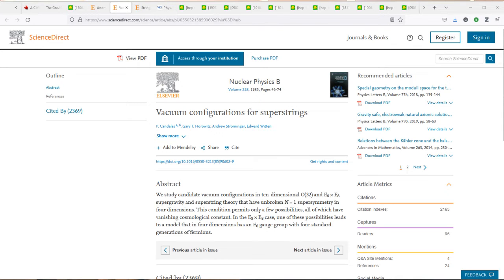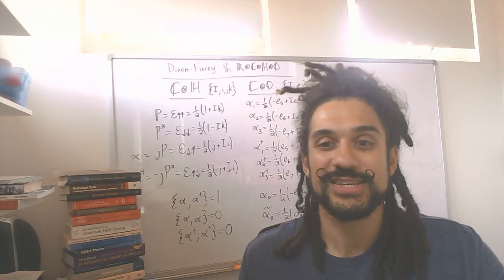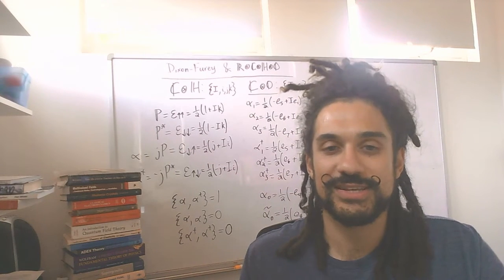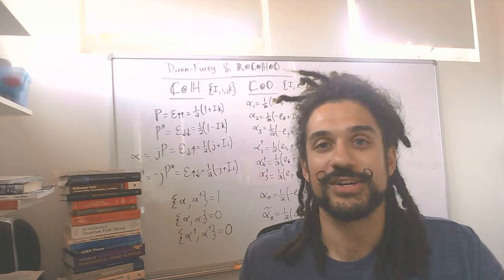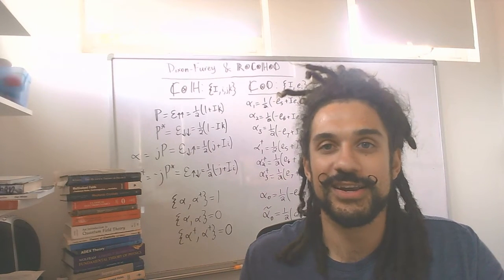E8 cross E8 is a good option as it allows for breakings found from E8 GUT. E6 cross SU3 is often generalized for the E8 cross E8 heterotic string theory. However, this video is mostly focused on E8, not E8 cross E8.